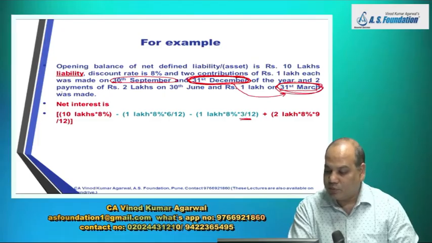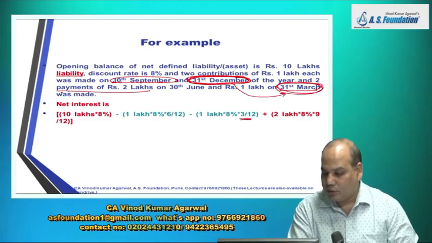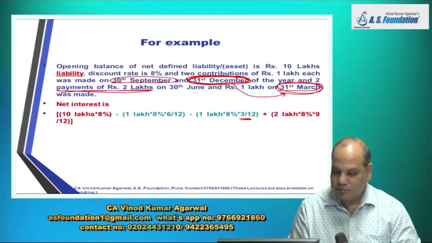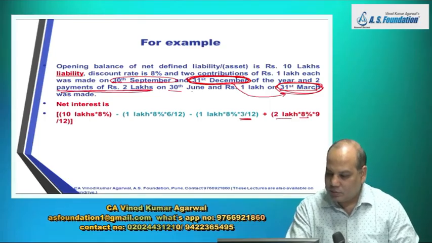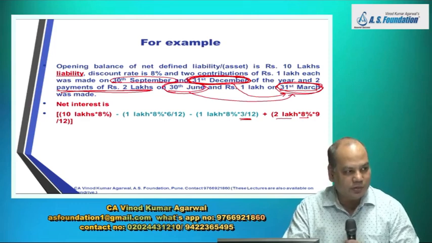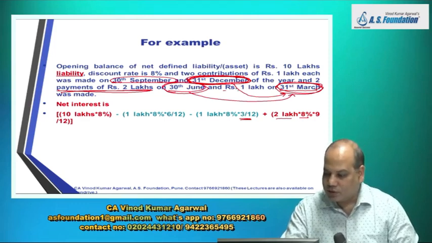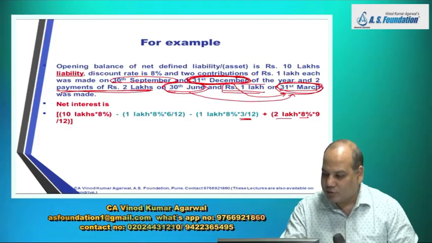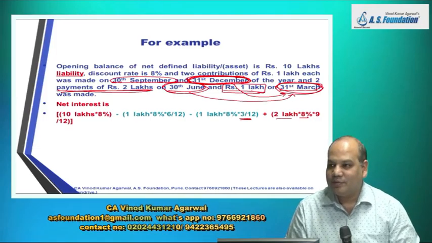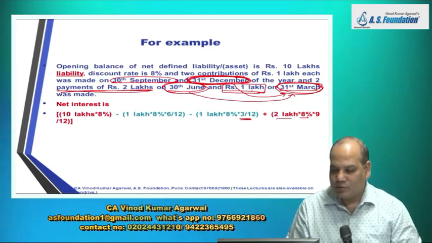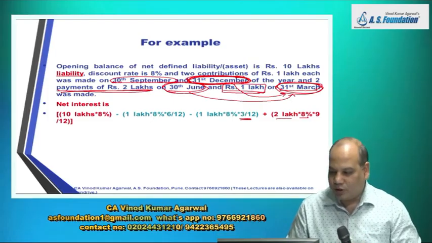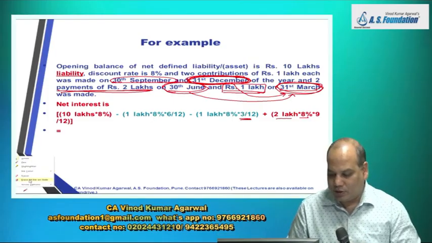And then two payments were made. If you make the payment, your asset balance will come down. So add interest on 2 lakh at 8% from 30th June to 31st March. How many months? 9 months. Then the student is asking, why are you not calculating interest on this 1 lakh payment made? But that payment was made on 31st March, so time period is 0. So calculate the amount. Let me see who will give me the correct answer.